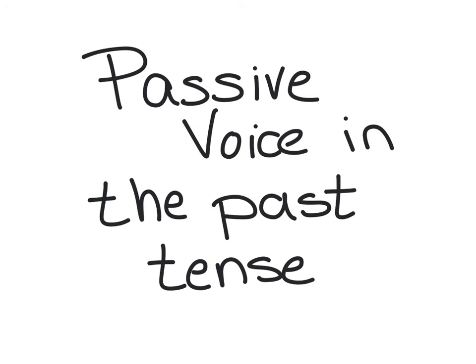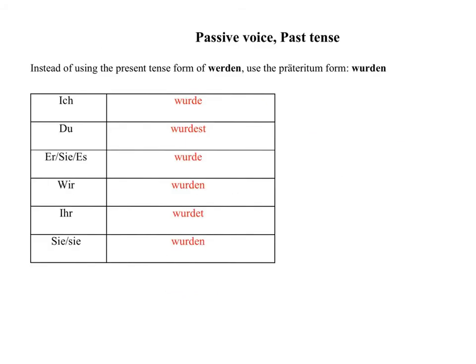So today we're going to look at passive voice in the past tense, and it's not much different from the present tense at all. Instead of using the present tense form of werden, we're going to use the Präteritum form of werden, which is wurde. So notice again, as usual, for Präteritum, the ich and er/sie/es forms are the same. Ich wurde und er/sie/es wurde. Everything else is going to stay the same.